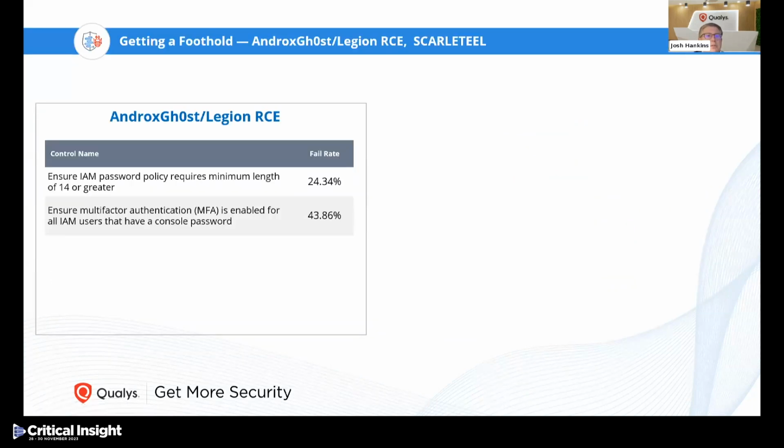Moving on to Android Ghost, remote code execution. The data also showed that Android Ghost works by targeting the .env files to gain access to sensitive info and get credentials, so they can move laterally across the network.